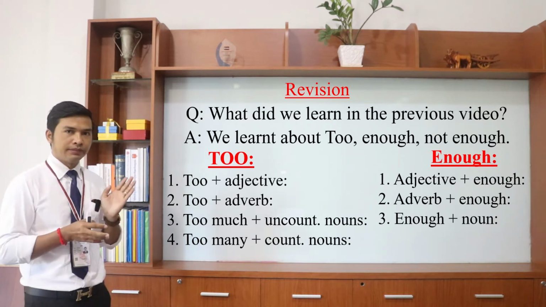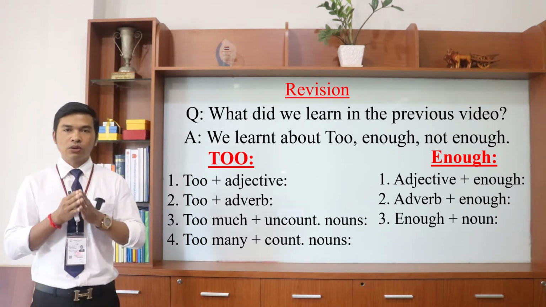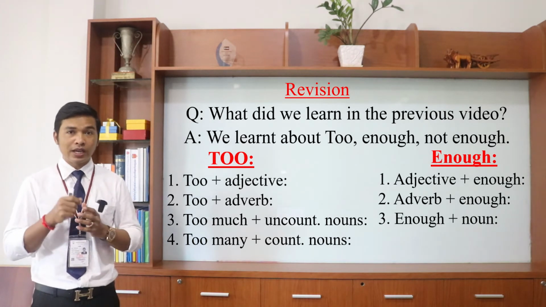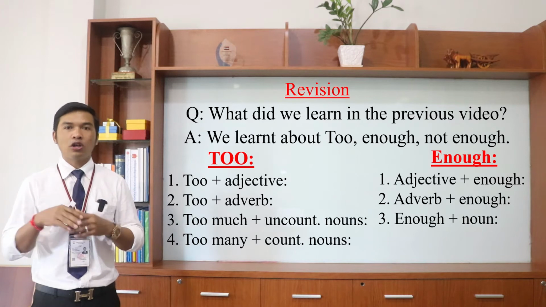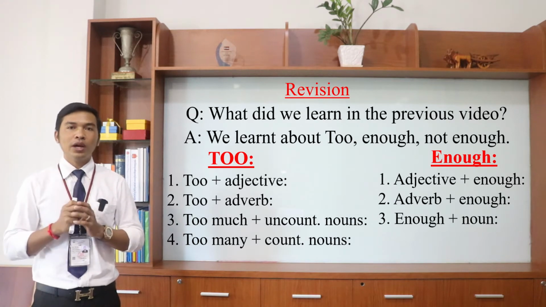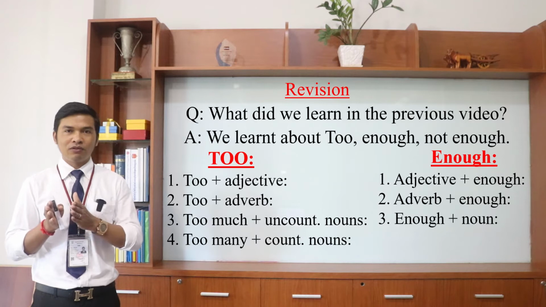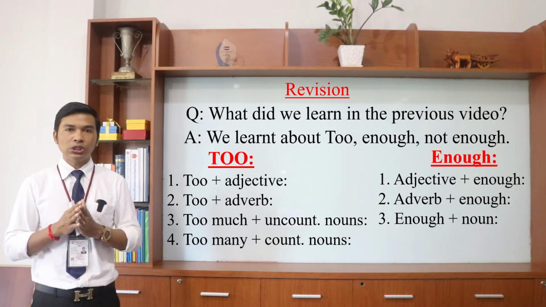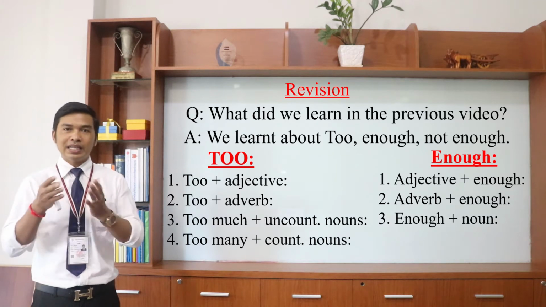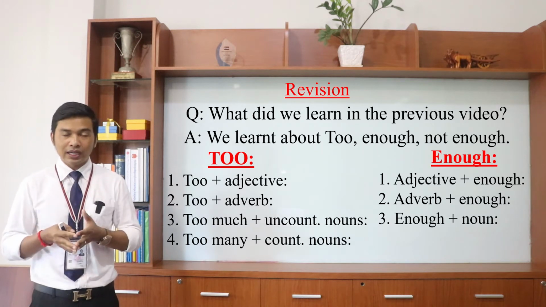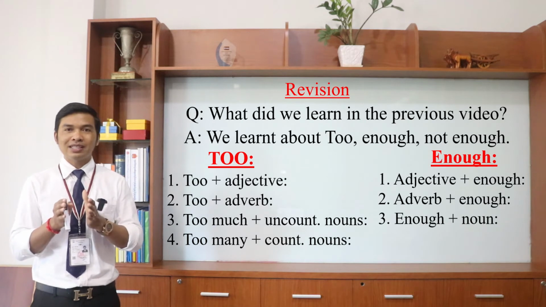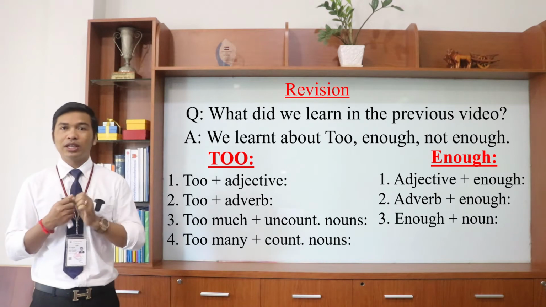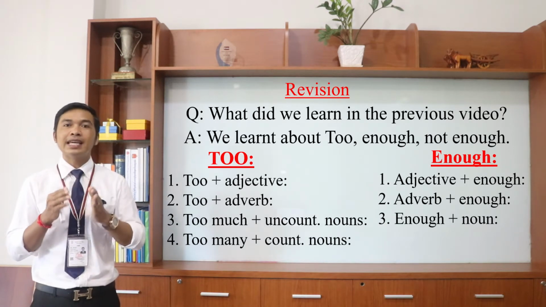Now take a look at the rules of enough. There are 3 rules of enough. The first one is adjective plus enough. For example, warm enough, hot enough. And number 2, you have to use adverb plus enough. For example, fast enough, early enough. The last rule of enough is enough plus noun. For example, enough money, enough time to study. When you want to use enough, it means as much as you need. For example, I need 5 grammar books and you give me 5 grammar books. So it is enough for me.